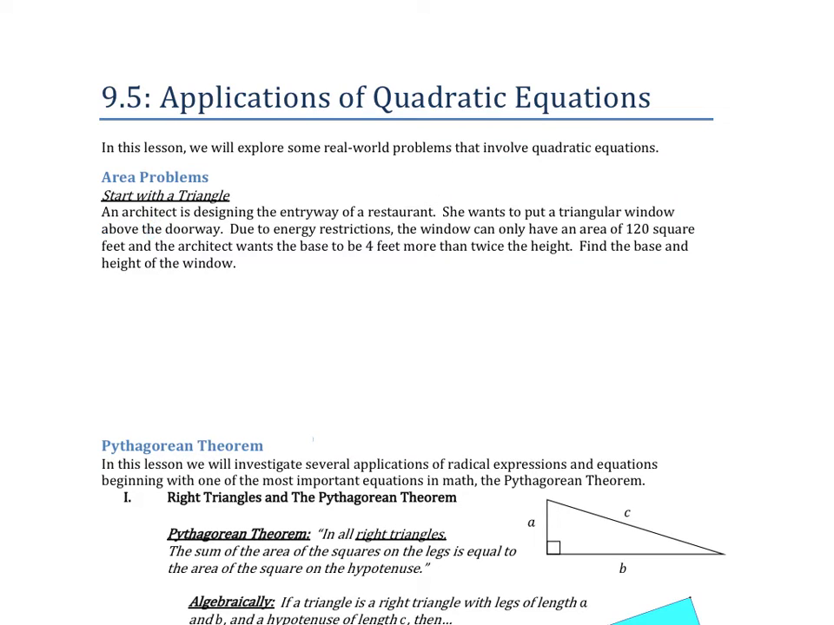We got an architect that's designing an entryway in a restaurant, and she wants to put a triangular window above the doorway. Due to energy restrictions, the window can only have an area of 120 square feet, and the architect wants the base to be 4 more than twice the height. We want to find the base and the height of the window.